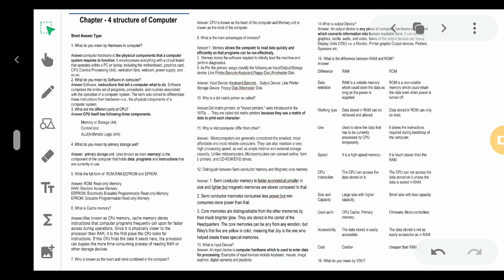Okay, if you are considering data retention, RAM is a volatile memory and ROM is a non-volatile memory. Okay, working type: data stored in RAM can be retrieved and altered, but data stored in ROM cannot be altered. RAM is used for data currently being processed by the CPU. It stores the instructions required.